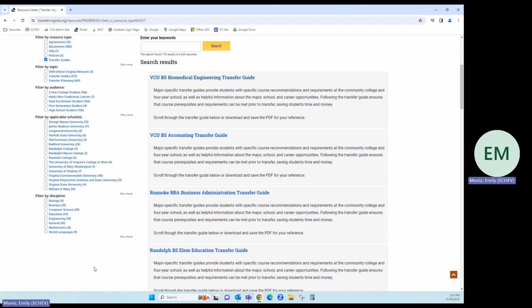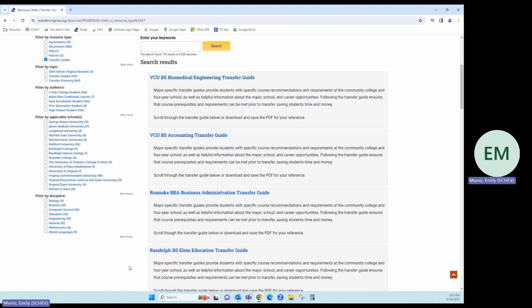So if a student, again, knows where they want to transfer, they can search here. They can also additionally filter by discipline. So if they wanted to click on George Mason and look at what business programs they have, they could do that. If they know what discipline and maybe not what institution, they can search just by discipline here. And of course, they can also just sift through all 170 if they choose.